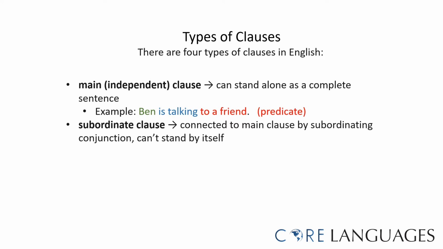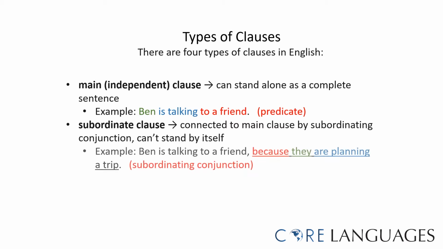A subordinate clause is a clause that is connected to the main clause by use of a subordinating conjunction, and it cannot stand by itself. For example, Ben is talking to a friend because they are planning a trip. In this example, Ben is talking to a friend is the independent clause or the main clause, and because they are planning a trip is the subordinate clause. Because is the subordinating conjunction, and the subordinate clause, because they are planning a trip, cannot stand by itself. It wouldn't make sense.